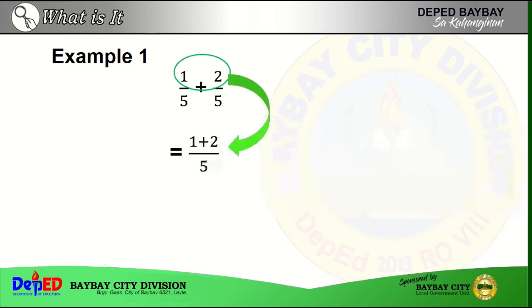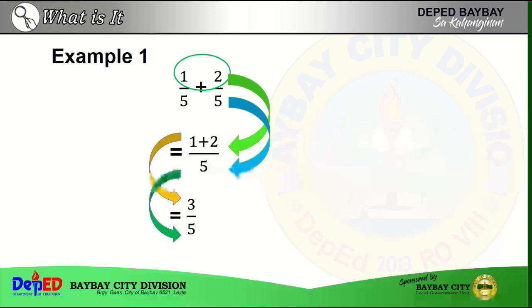Let's have example number 1. 1/5 plus 2/5 is equal to 1 plus 2 all over 5. Where did we get that? Simply write the sum of the two numerators, 1 plus 2, then retain their denominator 5. So the result is 3, then copy the denominator 5.